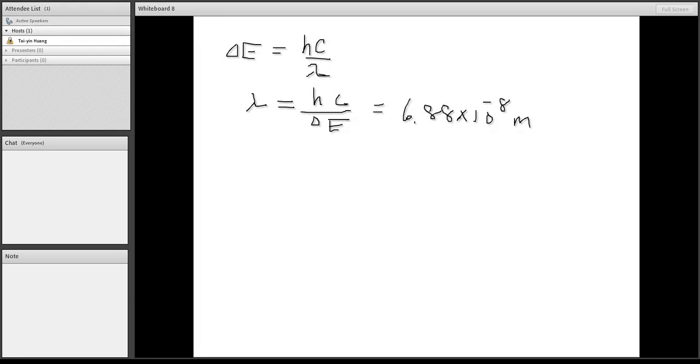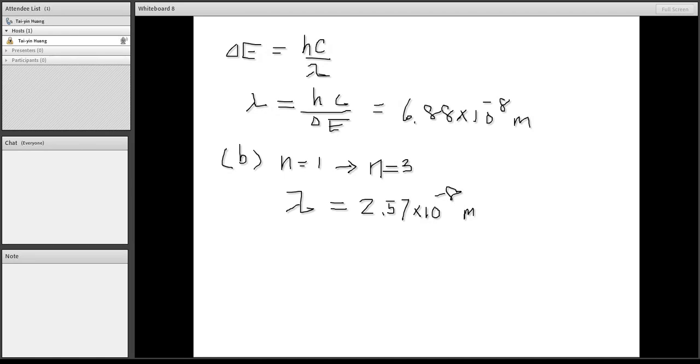Without repetition, let me just write down the answers. For n equal to 1 changing to n equal to 3, after you do the calculation, you'll find the wavelength is 2.57 times 10 to the negative 8 meters. And for part C, n equal to 1 jumping to n equal to 4, that's the third longest wavelength. After you do the calculation, you will find the answer is 1.37 times 10 to the negative 8 meters. That's basically what you do.